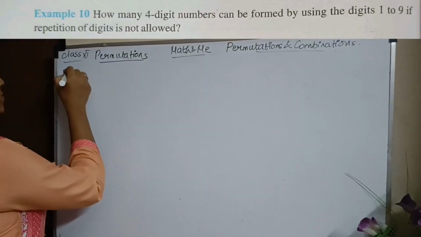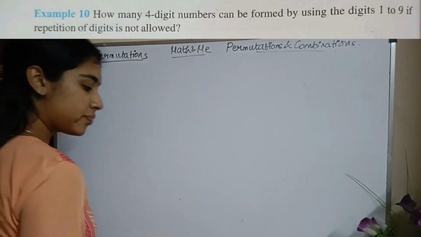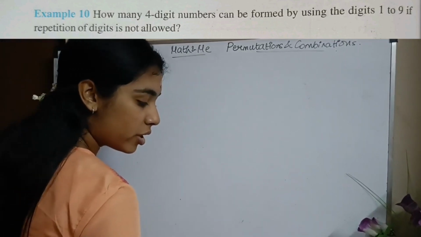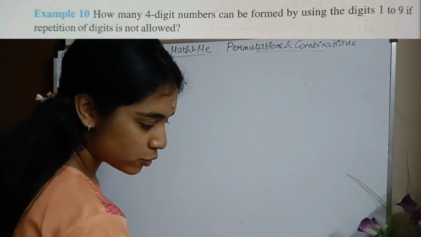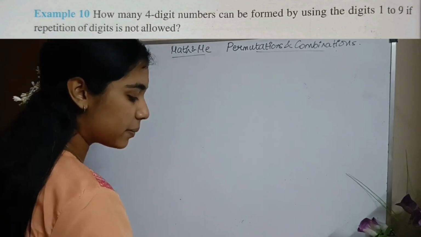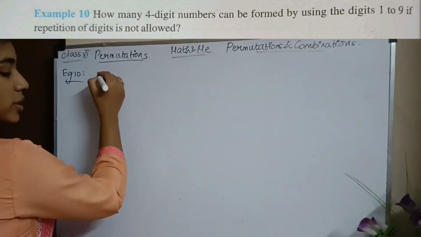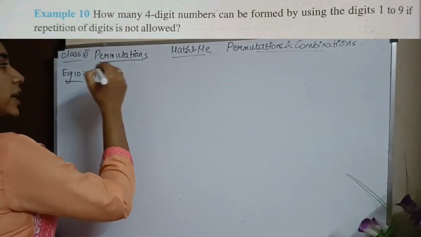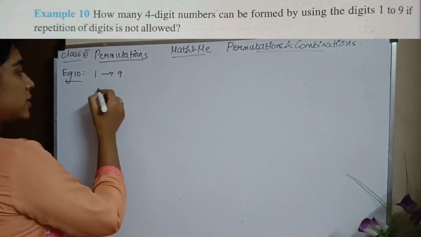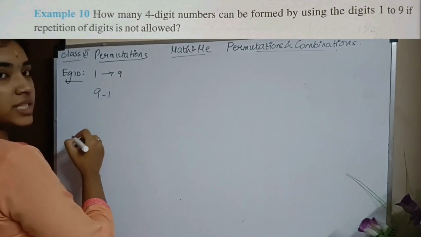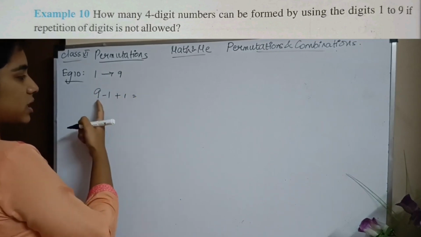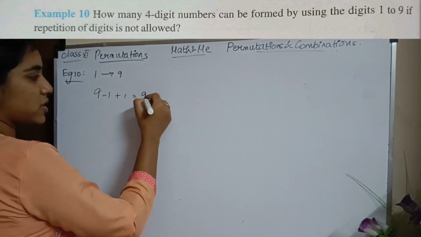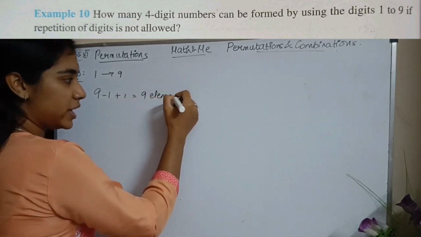Example 10. How many 4-digit numbers can be formed by using the digits 1 to 9 if the repetition is not allowed? Okay. So what numbers have they given now? They have given 1 to 9. So how many elements do you have in total? Last element minus the first element plus 1. So how many elements are there? 9 minus 1 is 8, 8 plus 1 is 9. So I have 9 elements in total.